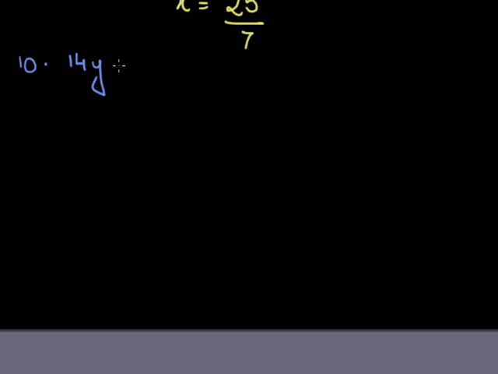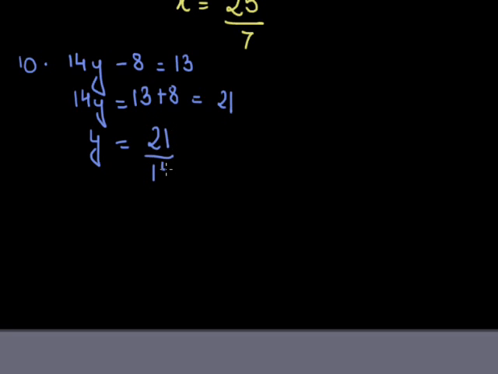Okay. The next question, that is 10th question. 14y minus 8 is equal to 13. Now what I can do is, I can shift -8 to the right hand side. If I take -8 to the right hand side, it will become +8. So 14y is equal to 13 plus 8, that is 14y will be equal to 21. So y will be equal to 21 upon 14, that will be equal to, if I cancel out, 3/2.